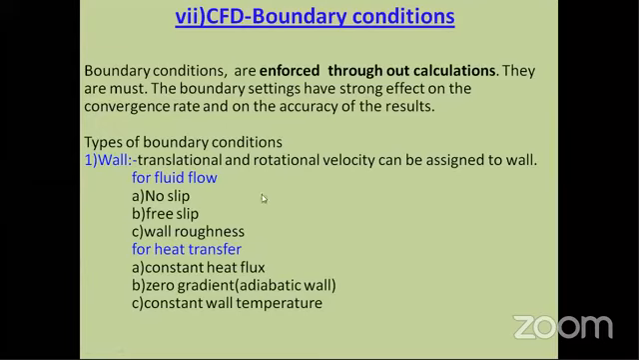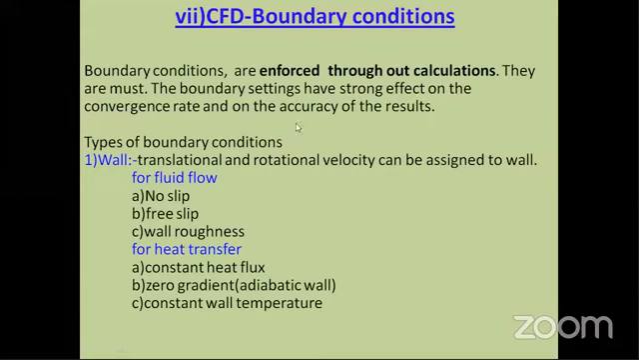Here the wall can be translational, or it can have translational or rotational velocity. For fluid flow, we assign a no slip condition. Please consider that in fluid mechanics, near the wall, relative velocity is zero. If the wall is stationary, the fluid velocity will also be stationary. If it is moving with a velocity of 10 meters per second, the fluid velocity will also be 10 near the wall. That is called the no slip condition.